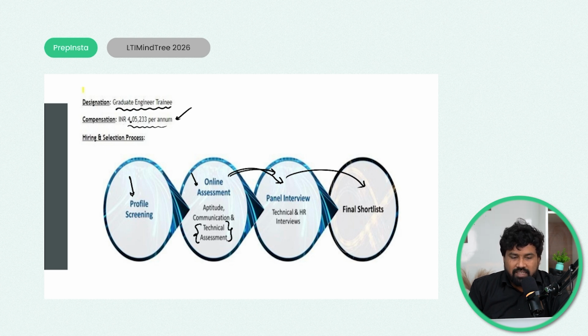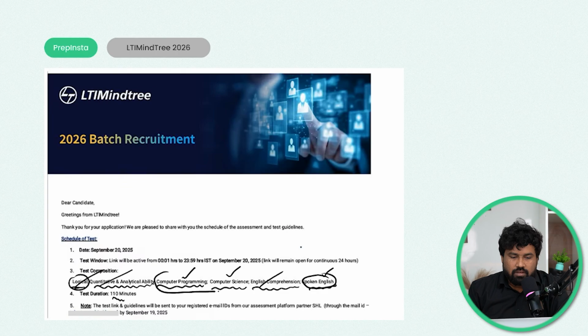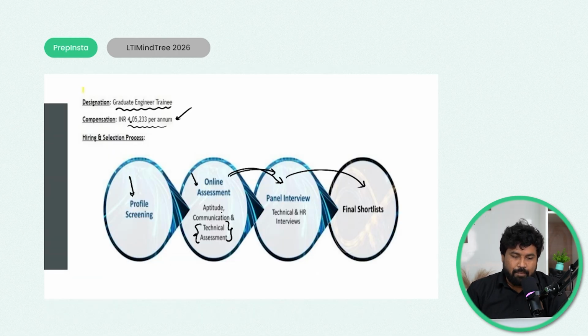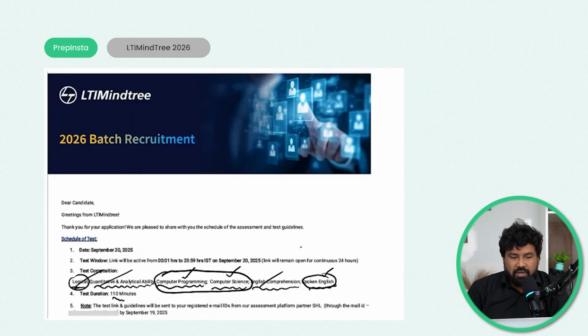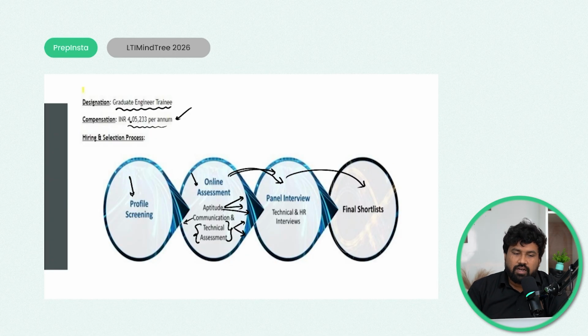The technical assessment is nothing but these two: computer programming and computer science. So remember, aptitude means quant, logical, and verbal, three topics; communication means spoken English; and technical assessment means two rounds, computer programming and CS subjects. So the total six topics mentioned in the test composition are covered. Next you will go to the interview panel, that is technical and HR interviews, and after this you will get the finalized shortlisted candidates' names.